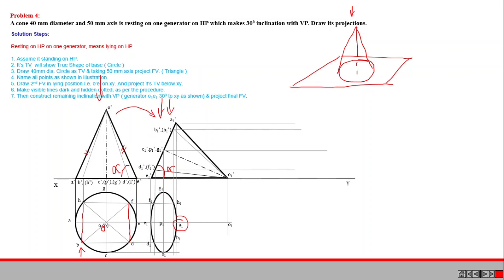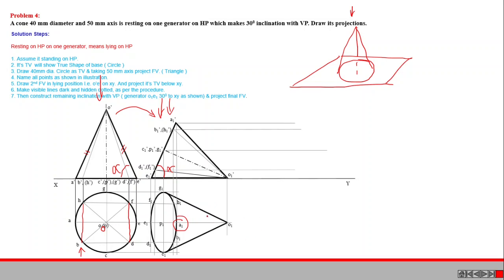Then the outermost boundary of the solid is always thick line, so that we can draw the two tangents which are passing through O1, and that will be tangent to this particular ellipse. We can draw both tangents, and we can complete this entire figure like this. Here in this secondary condition, this particular cone is resting on HP on one of its generators. That condition is satisfied.